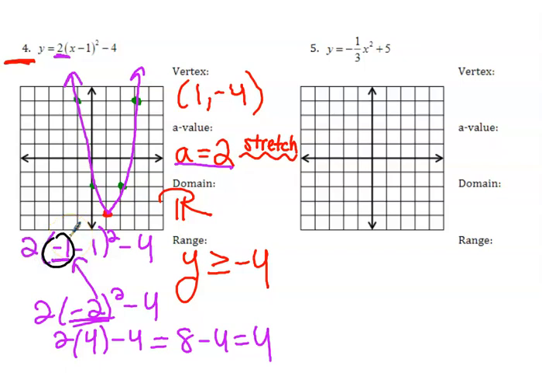All right? So vertex, 1, -4. A value, a equals 2. Domain, all real numbers. And range, y is greater than or equal to -4 because it opens up.